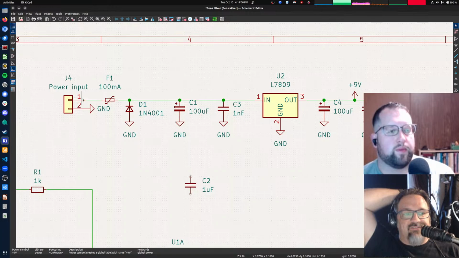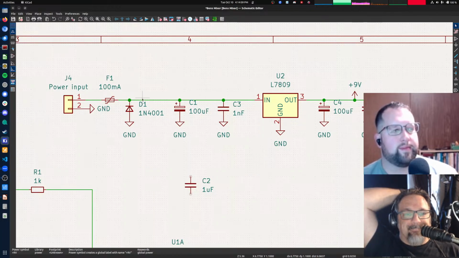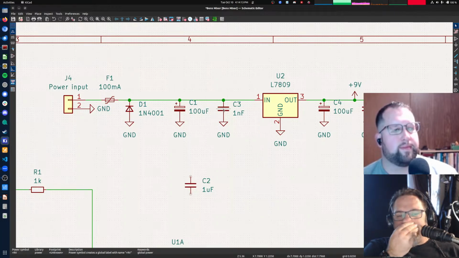But if you have a positive voltage here, it'll hit that diode and the diode's going to go, no current flow. And so a positive voltage will exist here quite nicely. And then we've got the 100 microfarad and a 1 nanofarad capacitor here. What the heck are those for? They are arbitrarily chosen values.